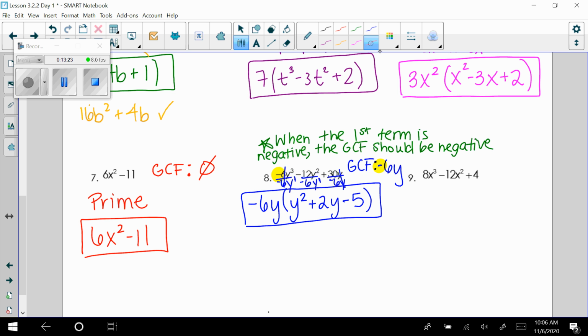So go ahead and try number 9 on your own. What's your GCF and what would the final factoring look like?